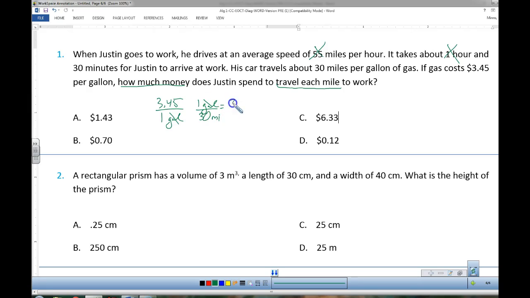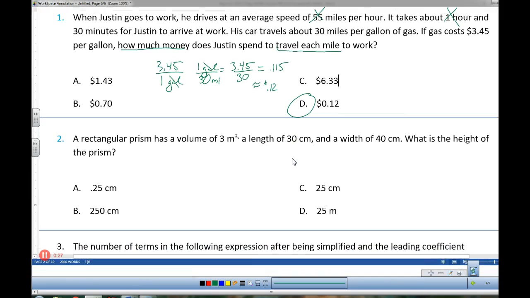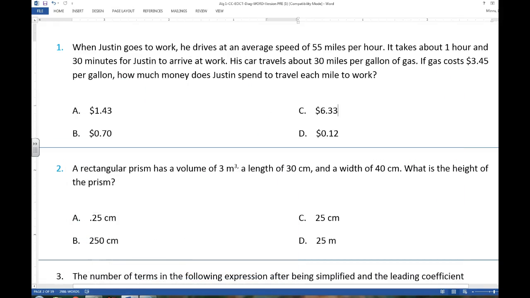So his rate of spending is $3.45 for 30 miles. We now divide that because I want 1 mile. Divide that, we get 0.115, which is approximately 0.12 or 12 cents per mile. So the answer is D, 12 cents per mile. All right, number two. Scroll down here.